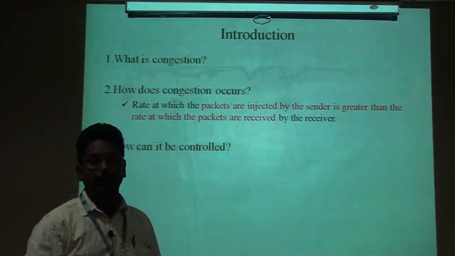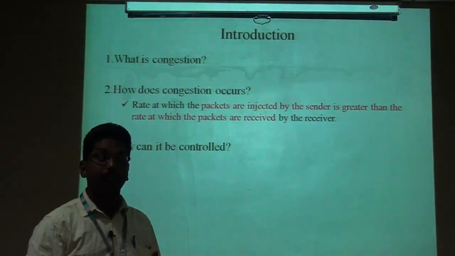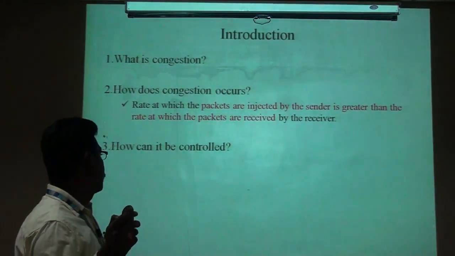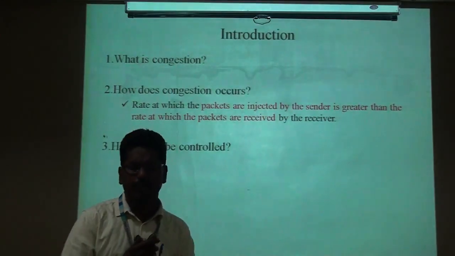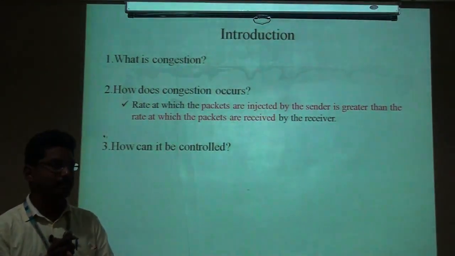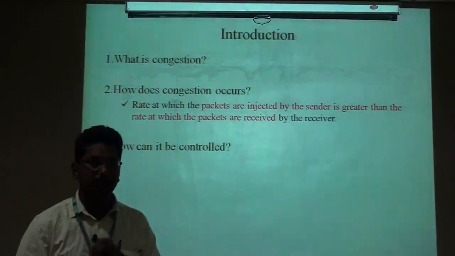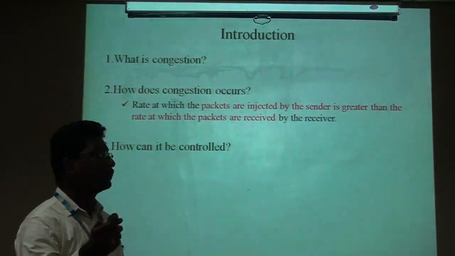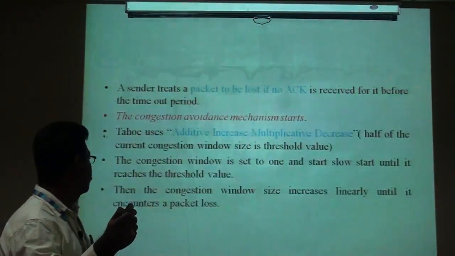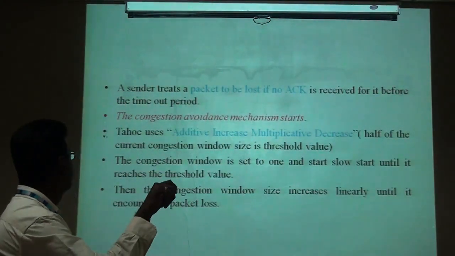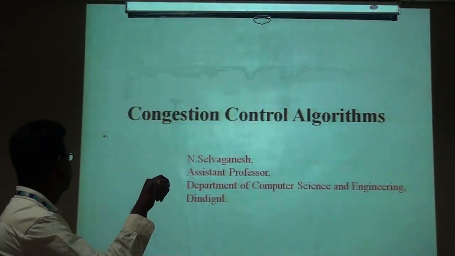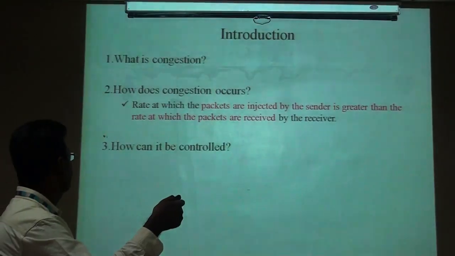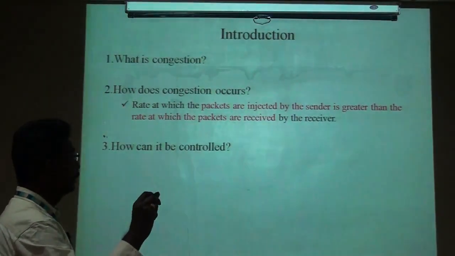Many congestion control methods have been proposed. Of those, 4 are widely used in real time. And how can the congestion be controlled? It can be controlled by using various mechanisms. Already we know what slow start is, what congestion avoidance is, and what fast retransmission is. There are totally 4 methods.